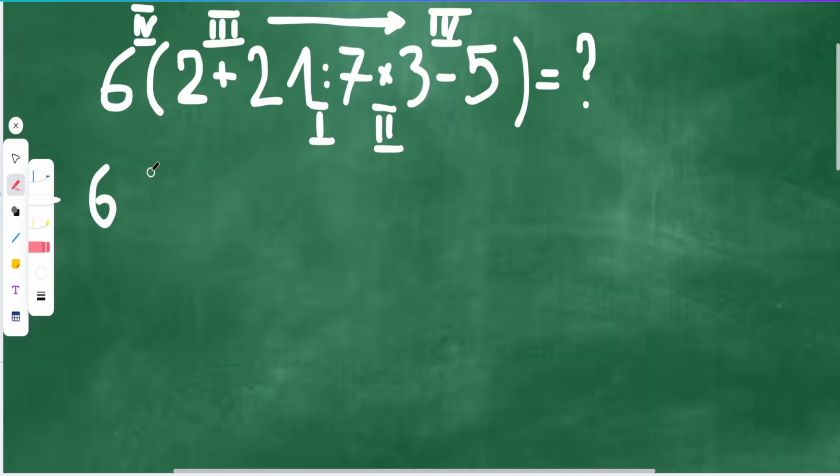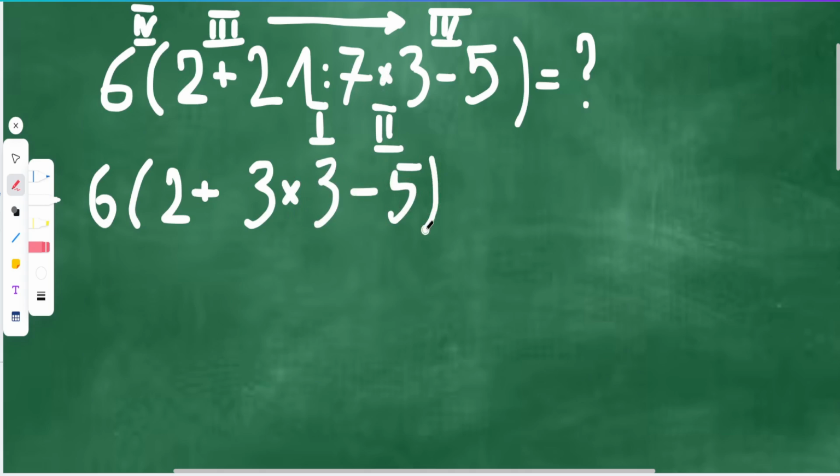Let's copy the 6. Now, let's copy the 2. We can't do anything with it, since it is in the third order. But now, let's do the division: 21 divided by 7 is 3. Let's add the rest of the task. Let's close the bracket. Equals.